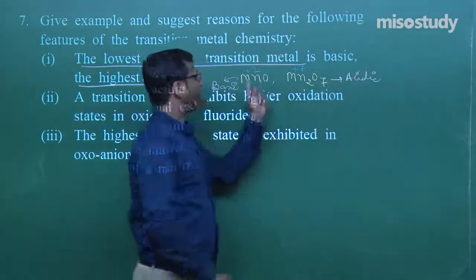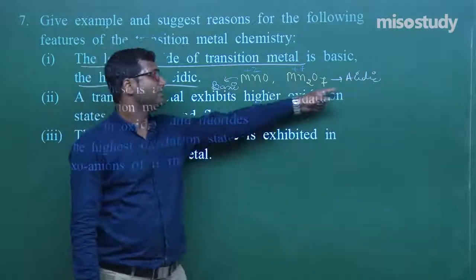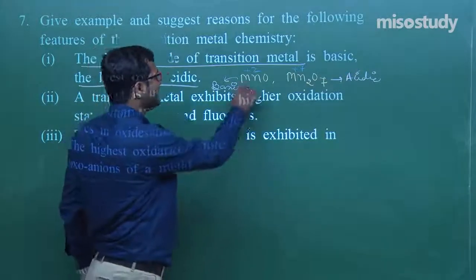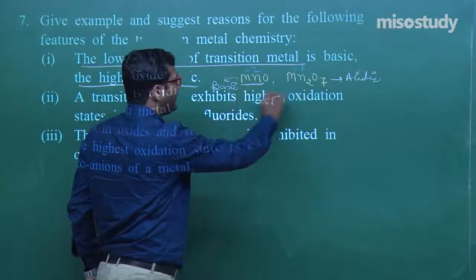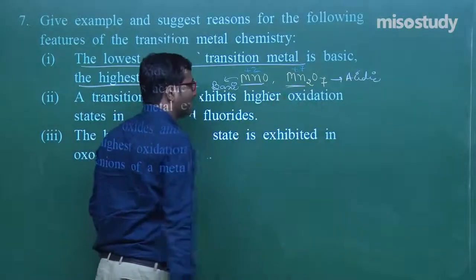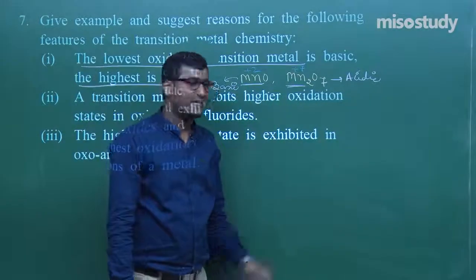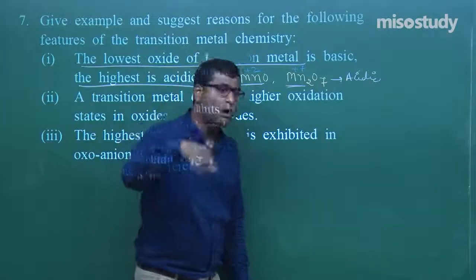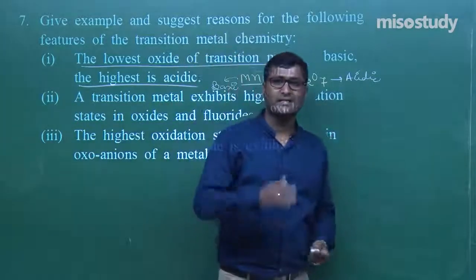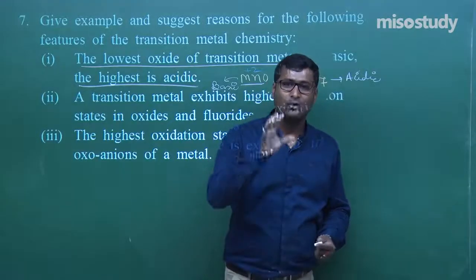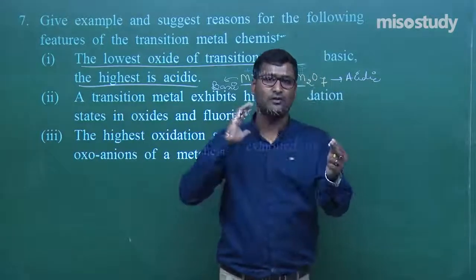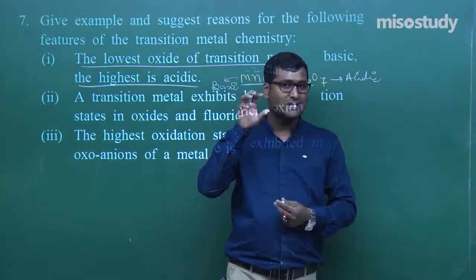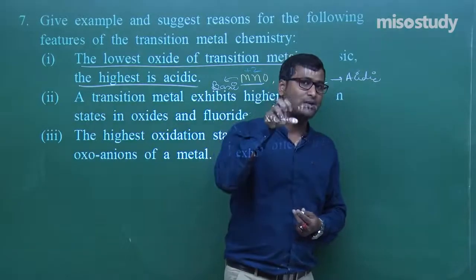What it says is that if the oxidation state increases, the acidic nature increases. That means here the ionic character is more, here the ionic character is less. If the ionic character is less, then basic character decreases and acidic character increases, because if ionic character decreases, the covalent character increases, and covalent character tends to move towards non-metallic character, and if non-metallic nature is dominating, then what will happen?